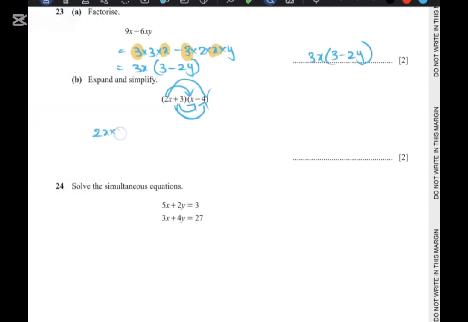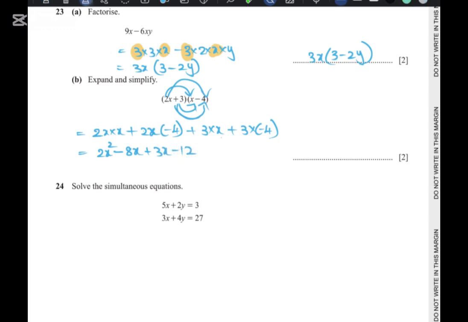2x into x, then plus 2x into minus 4 plus 3 into x plus 3 into minus 4. So 2x into x is 2x square. 2x into minus 4 is minus 8x. 3 into x is 3x. And 3 into minus 4 is minus 12.